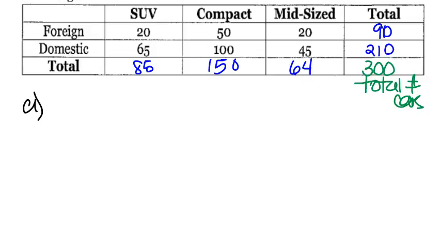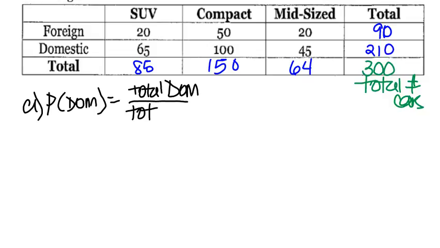So let's look at the probability that a car picked at random is a domestic car. We're just looking for the total number of domestic cars they have on the lot out of the total number of cars altogether. So we have 210 domestics out of 300 total cars, and that simplifies to 7 over 10. And then you can find your decimal or percentage if you like. That's fine. All right, pretty easy peasy. Let's look at part B.